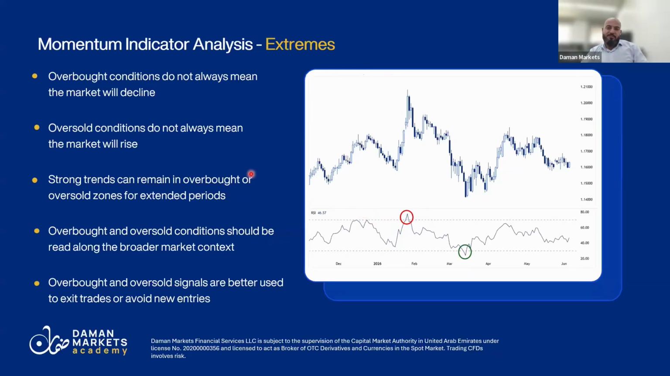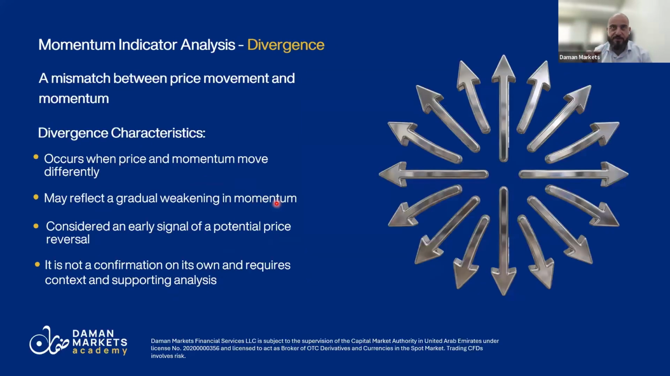Now, the best way to analyze momentum oscillators is not direction, is not extremes, it is divergence. Divergence happens when there is a mismatch between price and momentum. You remember what we said in the beginning of our session? Price and momentum move in tandem. They move in parallel, in sync. Now, when they start moving in a different way, this is what is known as divergence. Divergence occurs when price and momentum move differently.